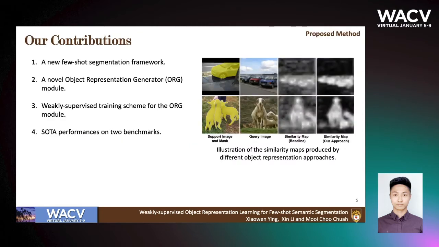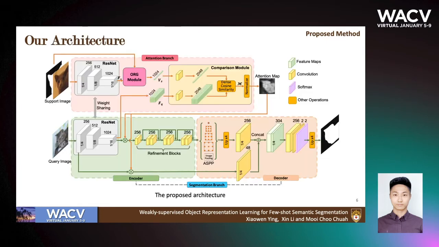To solve this problem, we present a new few-shot segmentation framework by incorporating a novel object representation generator module with a modified encoder-decoder architecture. The proposed ORG module is designed to train in a weakly supervised fashion and learns to aggregate local features to produce better object representation for this task. The proposed architecture consists of an attention branch and a segmentation branch.